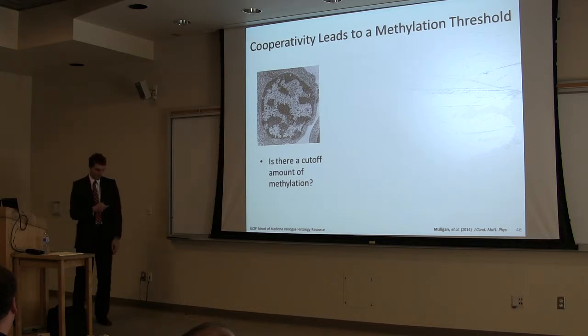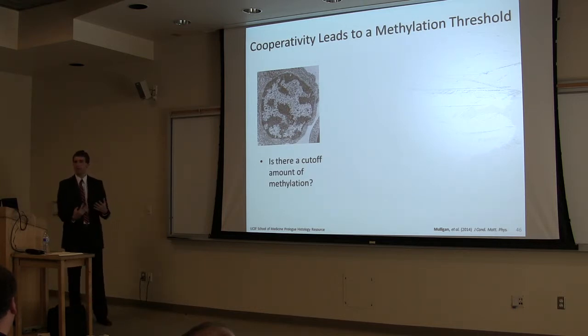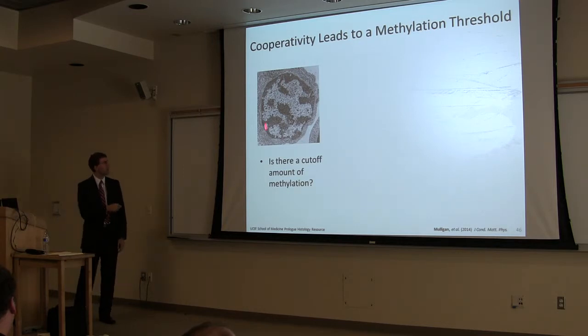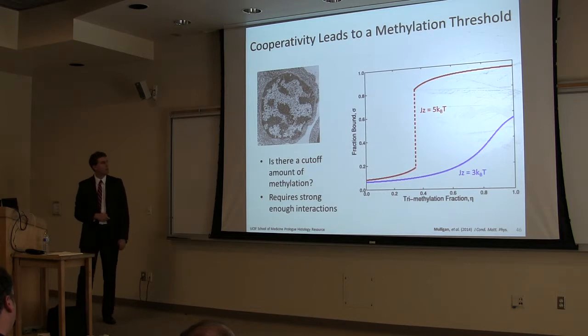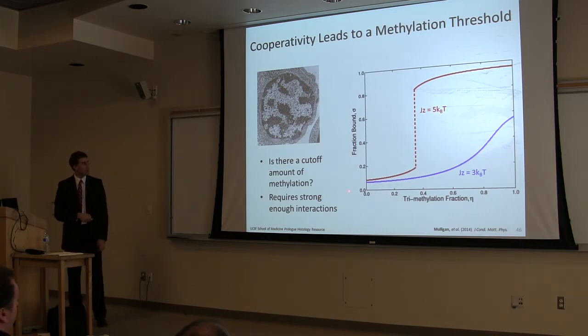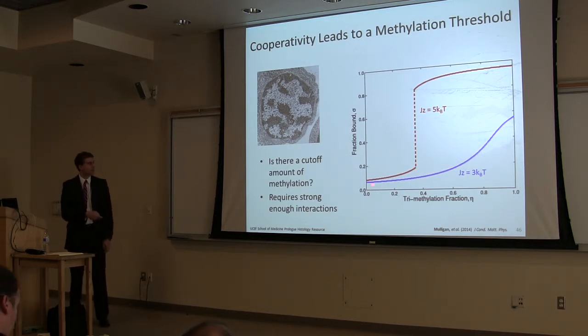So next we can ask, is there some amount of methylation that we need within a region to get these heterochromatin regions to form? And is there some cutoff amount? If we look at the HP1 binding versus the amount of methylation, we see in the blue curve that the value of Jz is very low, and so it's not as cooperative a binding system, and the blue curve just rises very gradually.